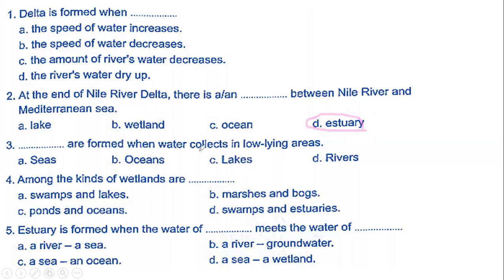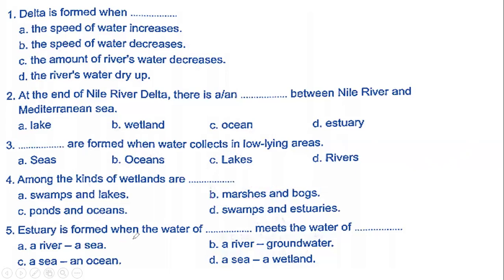Lakes are formed when water collects in low-lying areas. Low, do you remember? Low-lying areas. So what is formed? Yes, lake. Yes, a lake is formed in low-lying area. Among the kinds of wetlands, do you remember wetlands? So swamps, yes. Lakes, no. Ponds and oceans, no. Marshes and bogs, yes. Marshes and bogs are examples of wetlands.